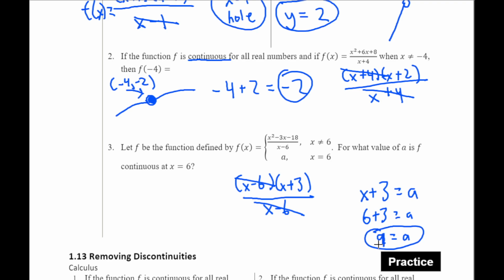So this is a similar concept to the previous question here. It's as if we had, for x values not equal to 6, right? It might look something like this. And then we found our a value of 9, which fills this hole.